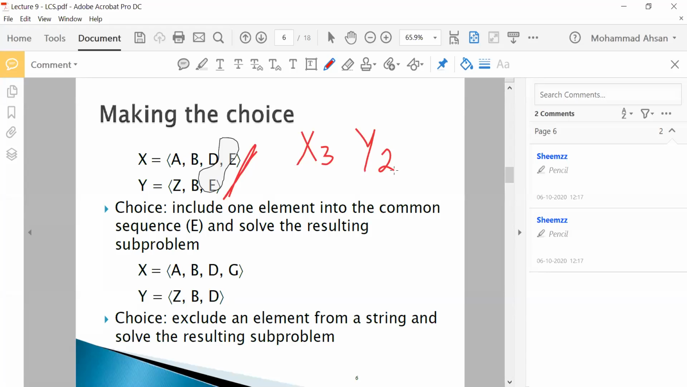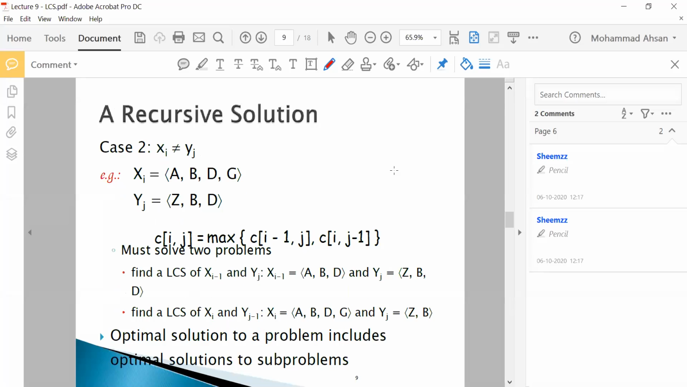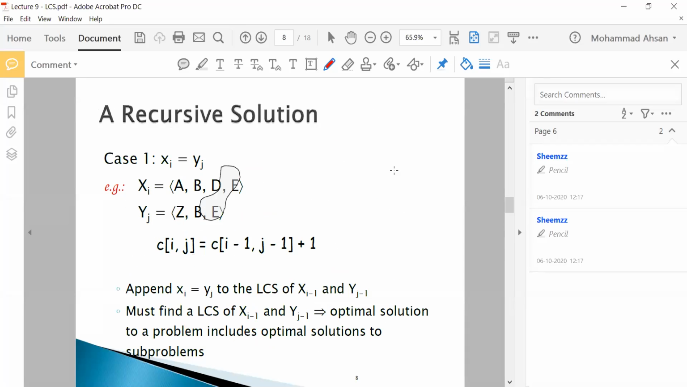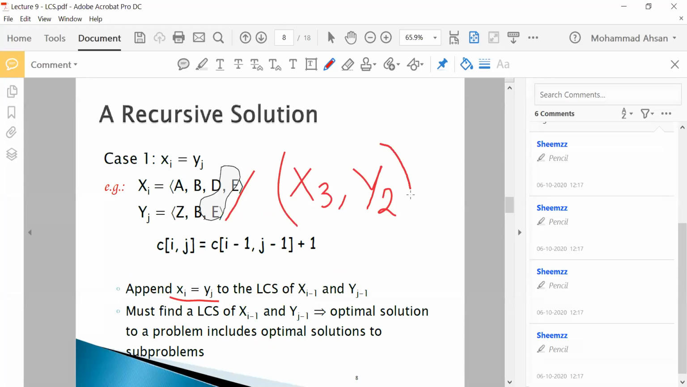There are three possibilities when you try to match the last element: either it matches, or it does not match, or the length is 0. If your last one matches, then xi is equal to yj, where i and j are the lengths of the sequences. Then your problem gets reduced, like I said, to finding the longest common subsequence between the two prefixes. That means the longest common subsequence of the prefixes plus the one match you have already found.